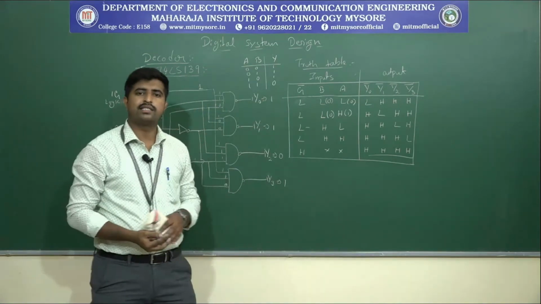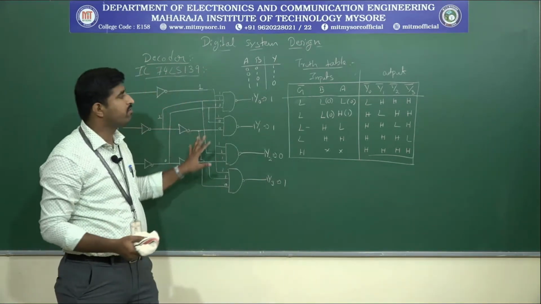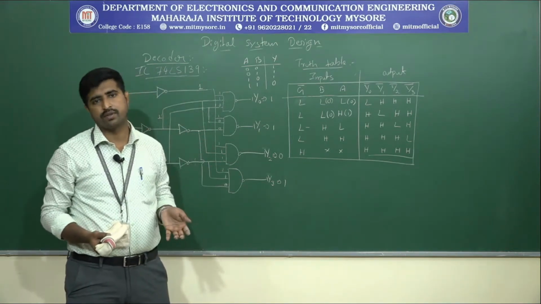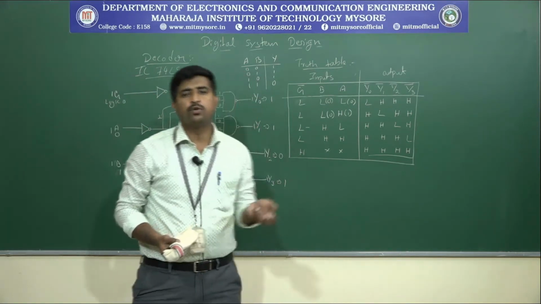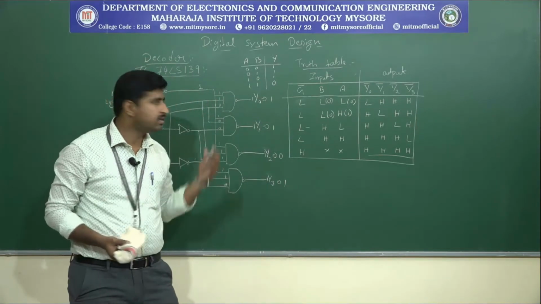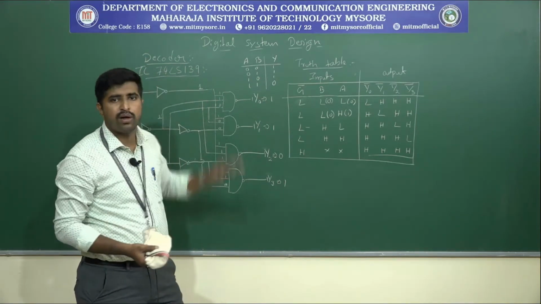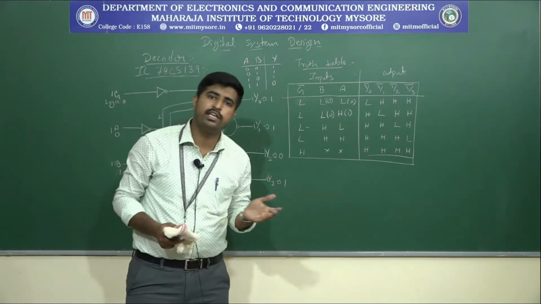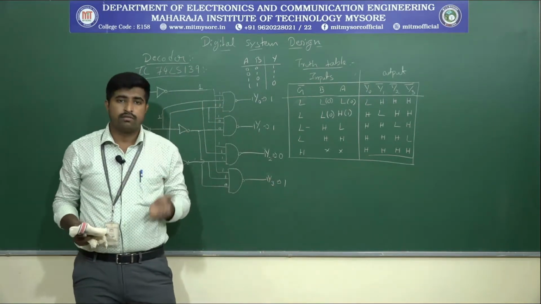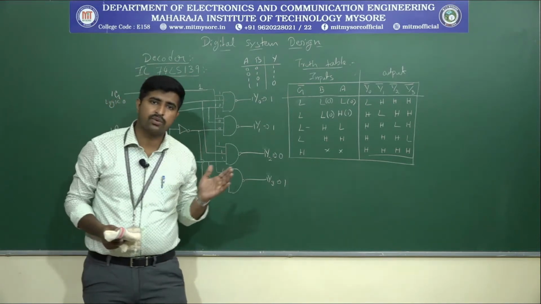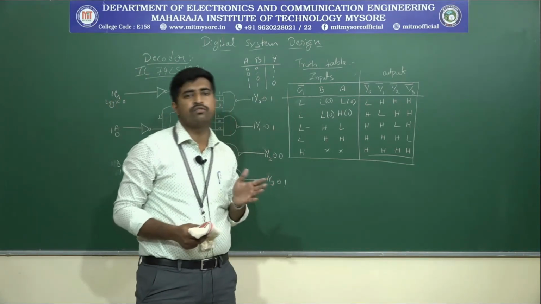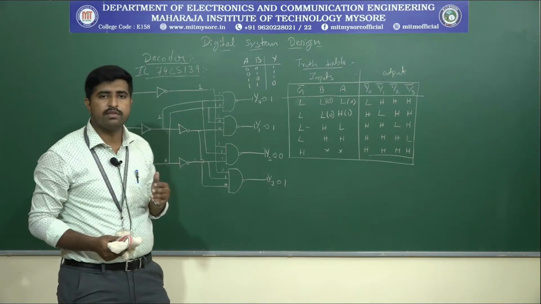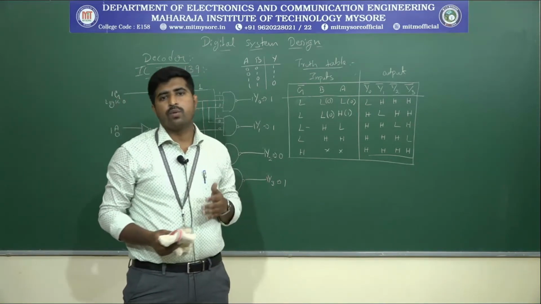So now let's understand how this decoder is going to be useful for the implementation of Boolean functions. Let's realize a two variable function by using an IC 74139. Already we have seen that by using the decoder we can realize Boolean functions. In the last class, by using the 2:4 decoder we realized a two variable function. That is why we took the summation of the function 0, 1, 3.